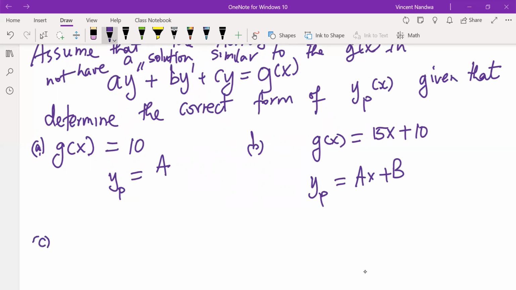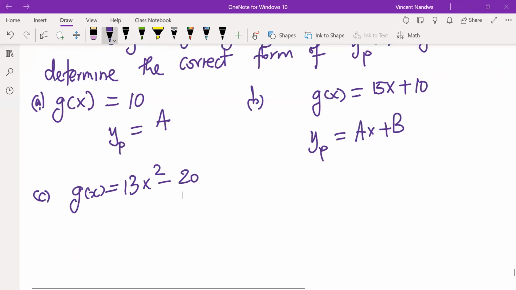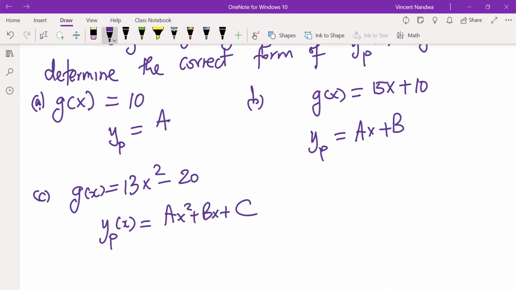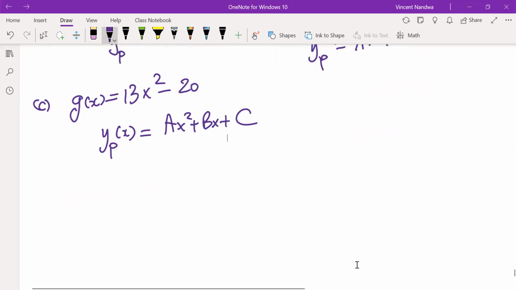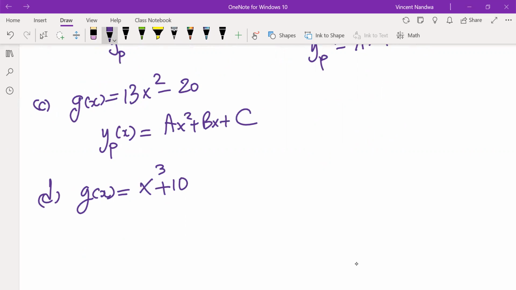C, let g of x be given by 13x squared minus 20. Now 13x squared minus 20 is quadratic, so the correct form of yp will be given by ax squared plus bx plus c. Now D, let g of x be given by x cubed plus 10x plus 11.